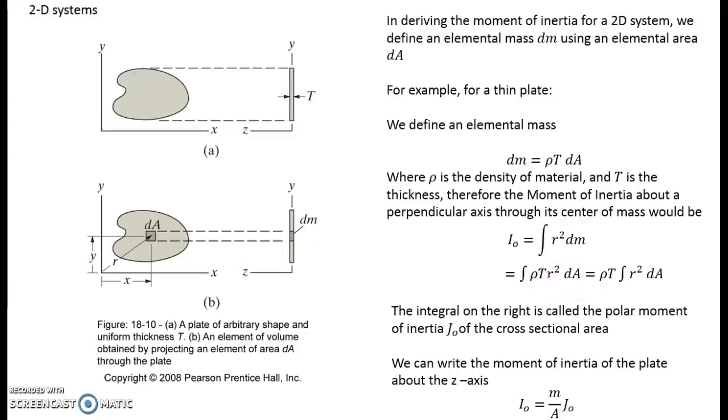Remember, rho is your density, t is just your thickness, and dA is your elemental area. R squared, what was r squared? R was the distance from the axis that we're worried about to the elemental mass, and it was a perpendicular distance. That's very important.